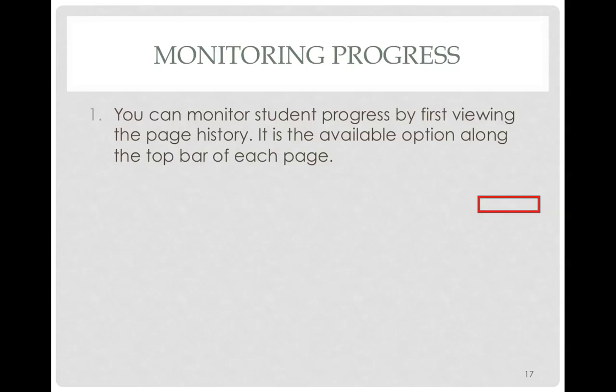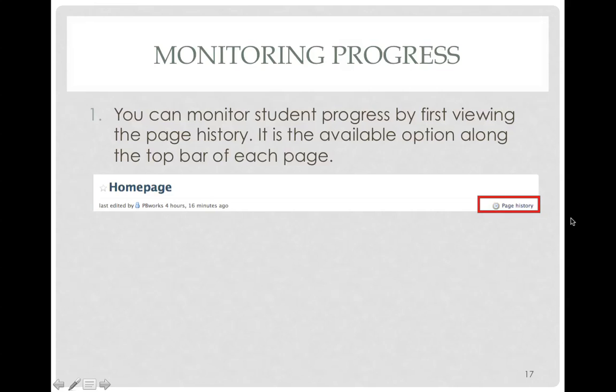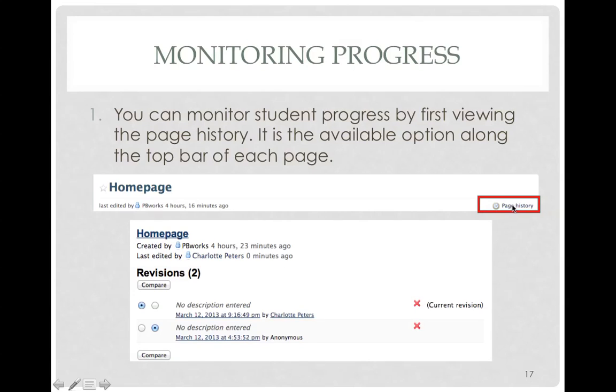You can first monitor student work by viewing the page history. It is the available option along the top bar of each page, as seen here. In selecting this option, it will bring you to a list of all the occasions in which the page has been edited. It will show you the time, the date, and by whom the page was edited. You may also compare prior and current Wiki pages to see how much work was completed.